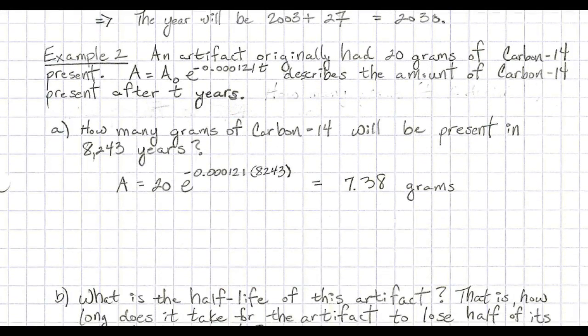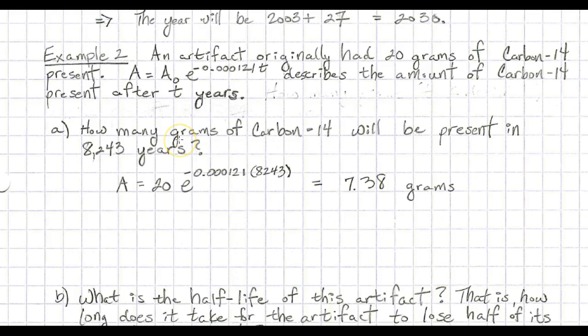As a second example, let's say we have an artifact which originally had 20 grams of carbon-14 present. So this is an example of carbon-14 dating. We know with carbon-14 that it decays with this growth rate, negative 0.000121. So k is your growth rate. Since it's negative, that's a decay rate. That describes the amount of carbon-14 present after t years.